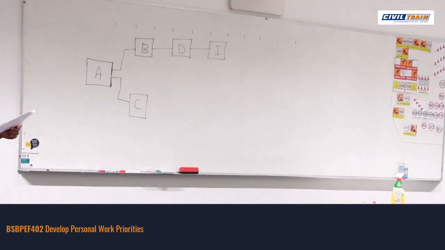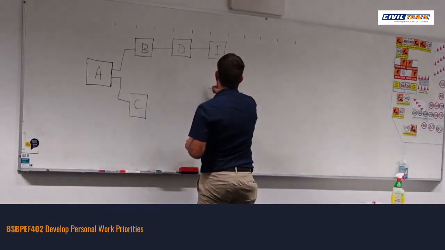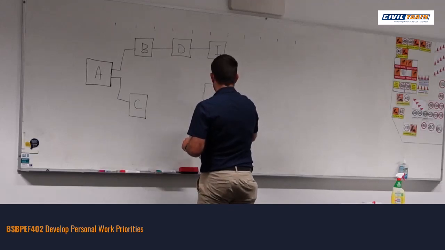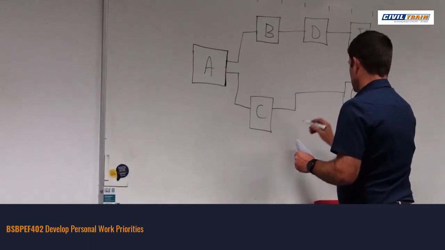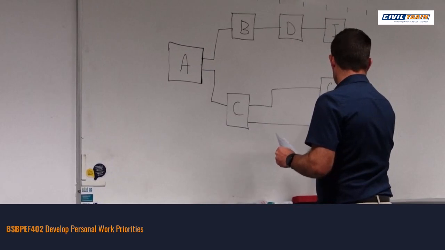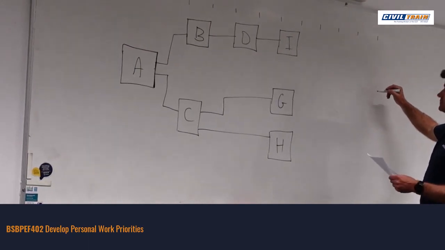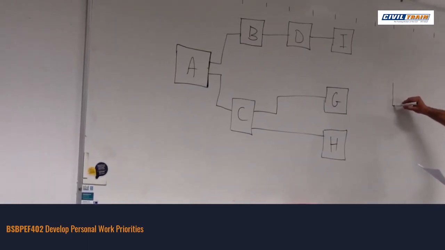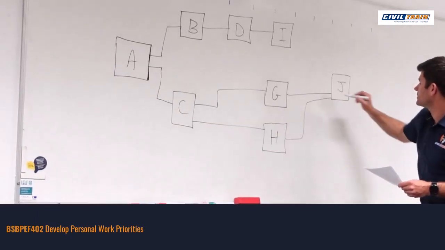Okay. I've also got G and H follow C and finish before J. So G and H, and finish before J. We've already identified that J is the last activity. If it says it finishes before J, it's telling me that they go to J.